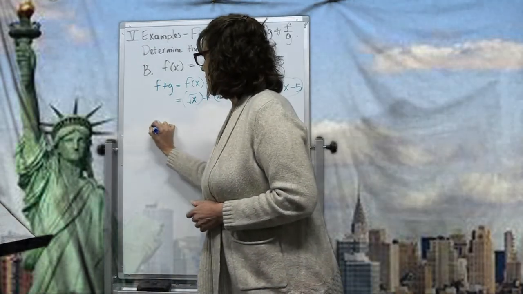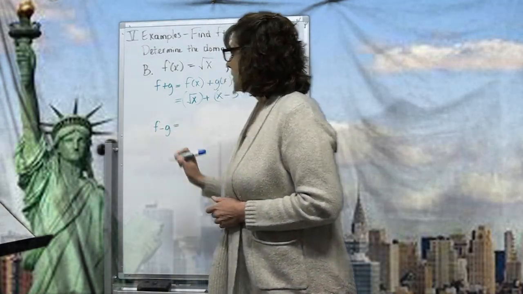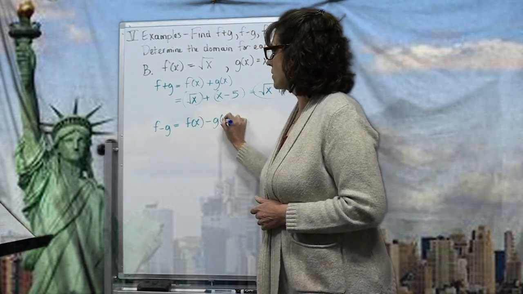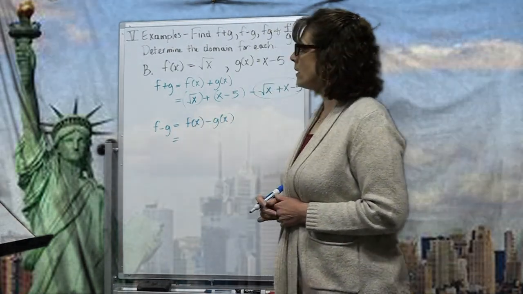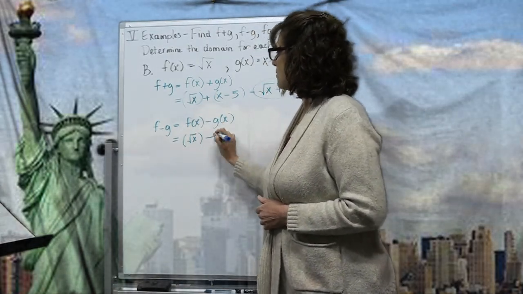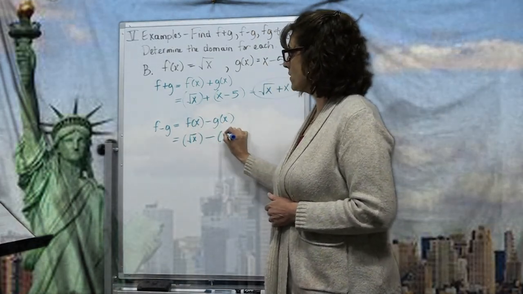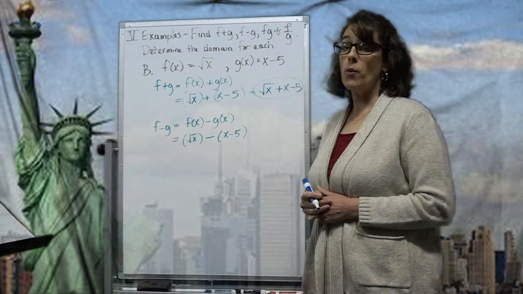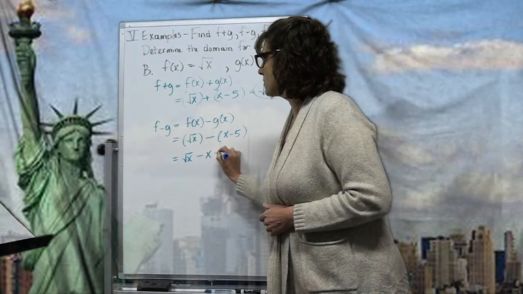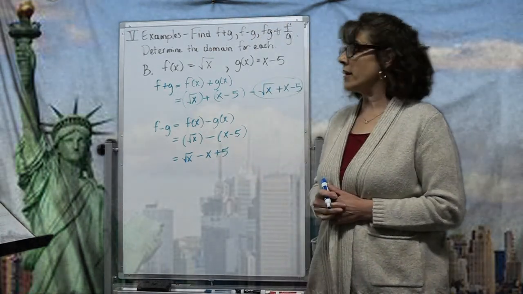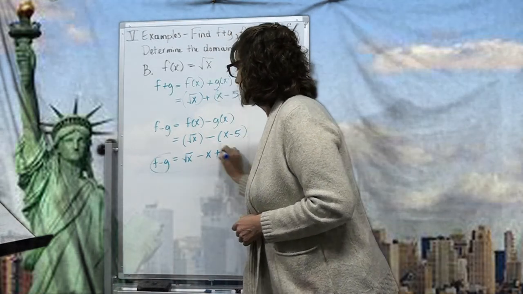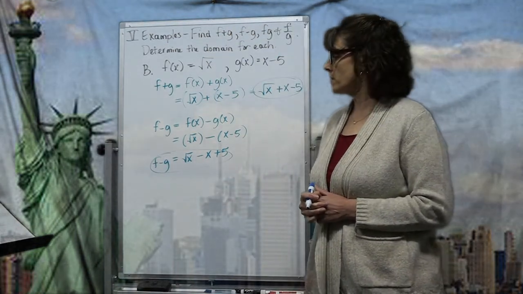Now let's take a look at the difference, which means I'm going to take my f function and subtract my g function. Here again, what that indicates is take this f function of square root of x and subtract the entire g function, all of it. And recall what that indicates is I need to distribute that negative through and get a negative x plus 5. Combine any like terms, but there aren't any. So this is what my subtraction difference will result in.